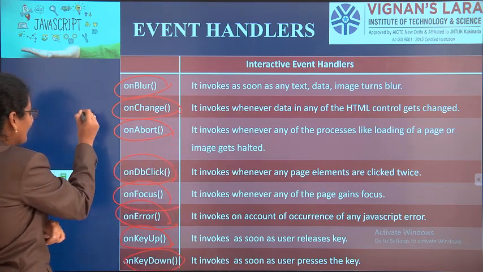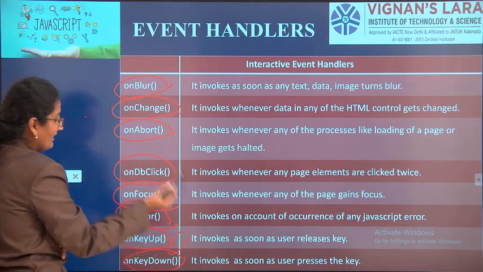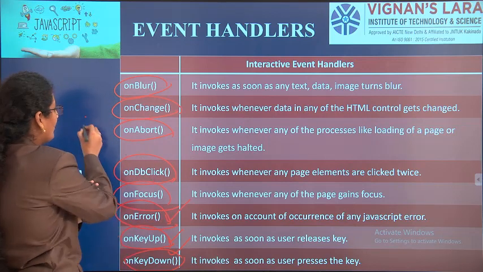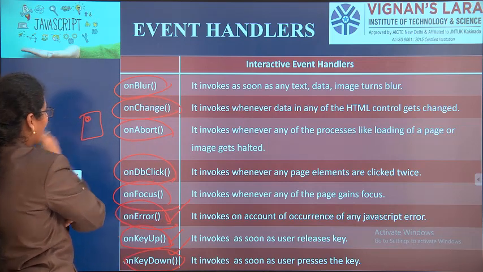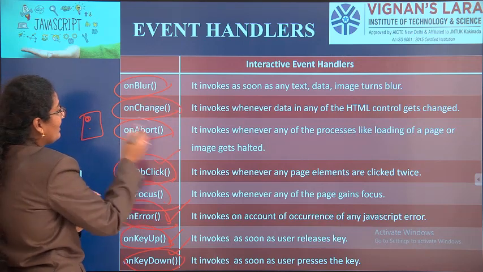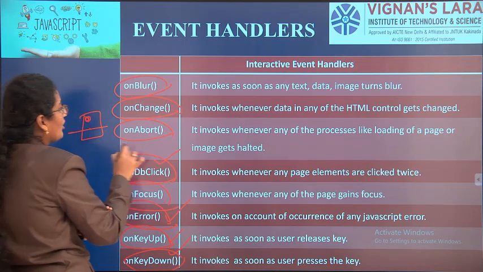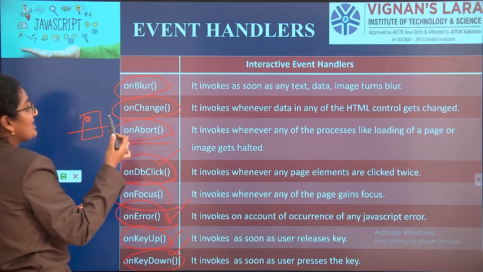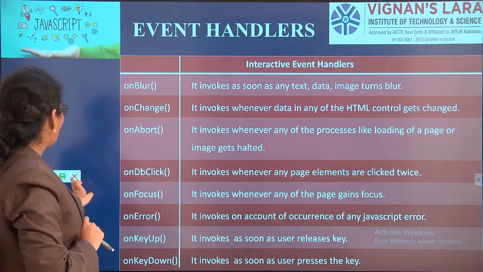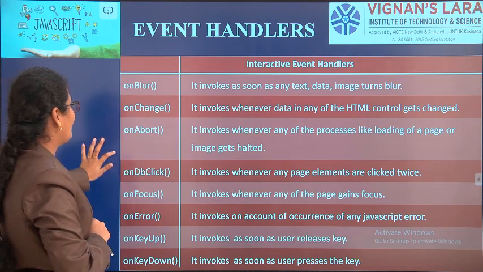If I press the key like this, onkeydown. If I release the key, onkeyup. If I get any error, onerror. If I want to focus any element in the page, onfocus. If I want to double click anything, ondblclick. If I want to cancel opening or closing the page, onabort. If I want to change anything, onchange. If I want to make blur, onblur. So these are some of the interactive event handlers.